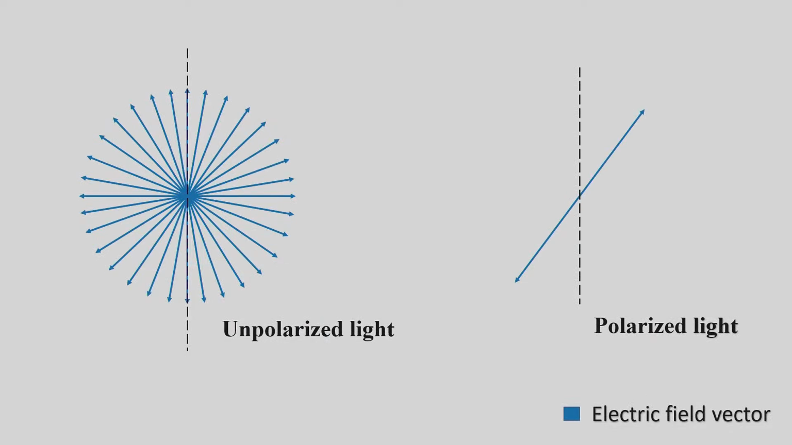Light is an electromagnetic wave, with electric field and magnetic field oscillating perpendicular to each other and perpendicular to the direction of propagation. What is represented here is the electric field vector in unpolarized light and polarized light. Polarization refers to restricting the electric field vector to a particular plane. Unpolarized light has electric field vectors in all planes, all perpendicular to the propagation of the wave, whereas polarized light has the electric field vector restricted to just one plane.